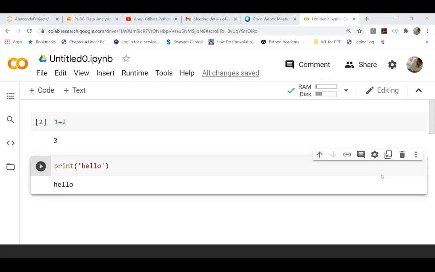You do close your mic. Okay, it got closed.